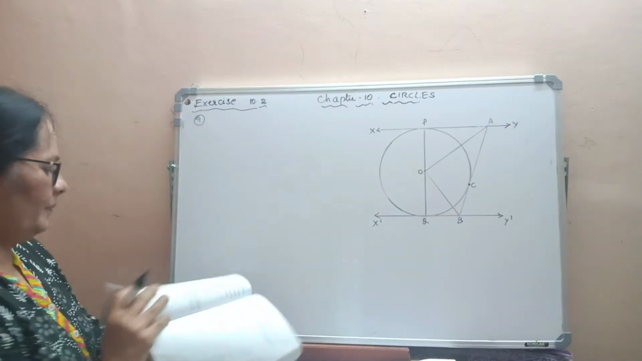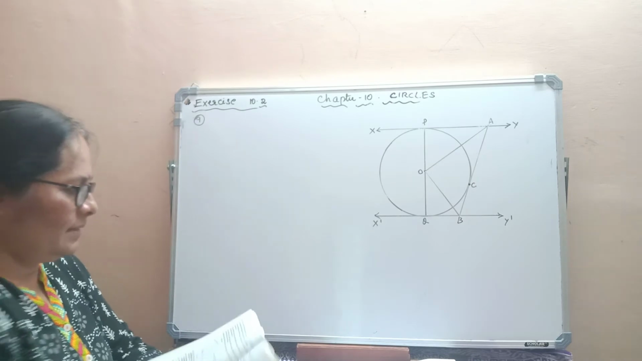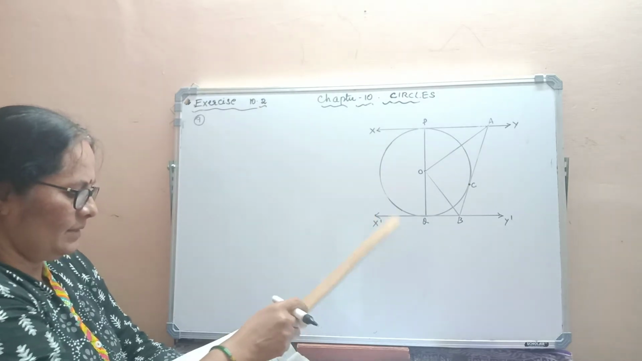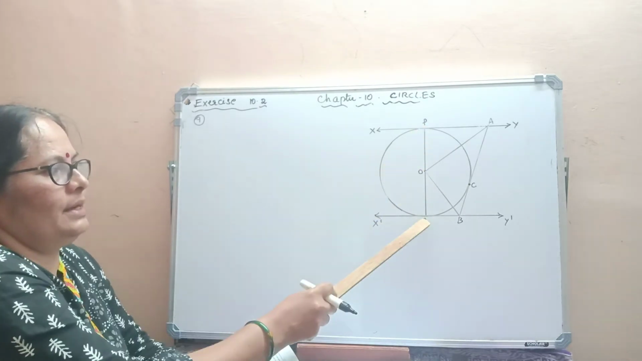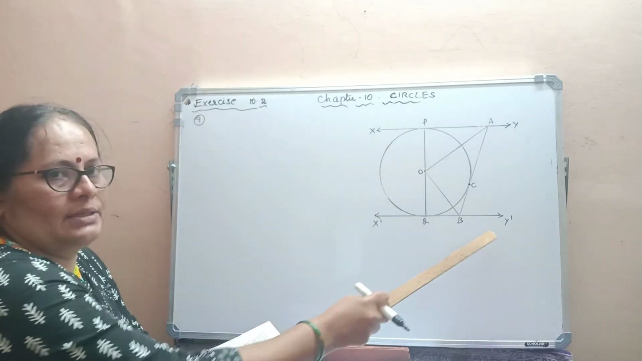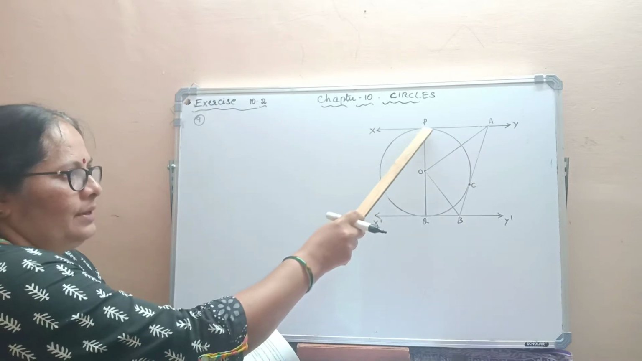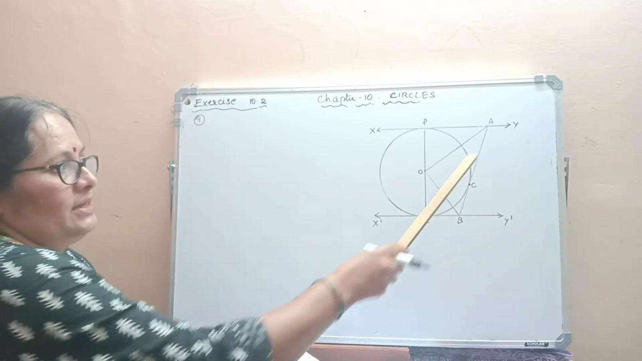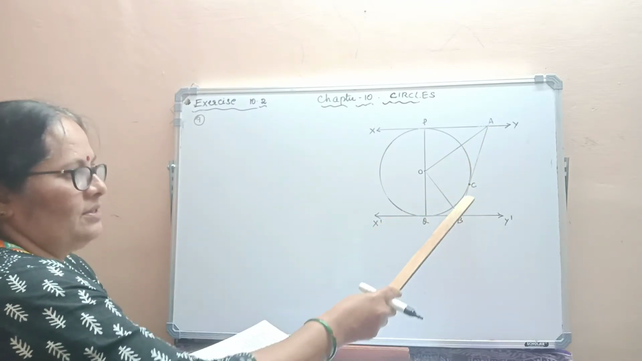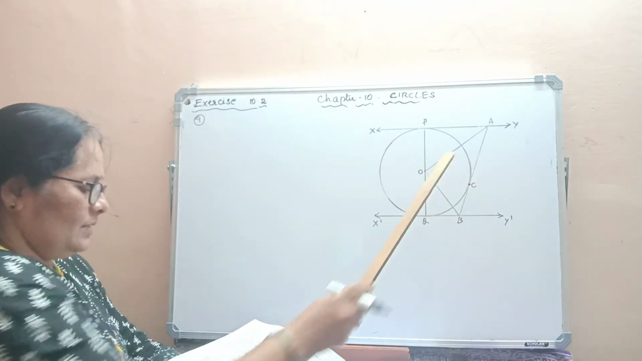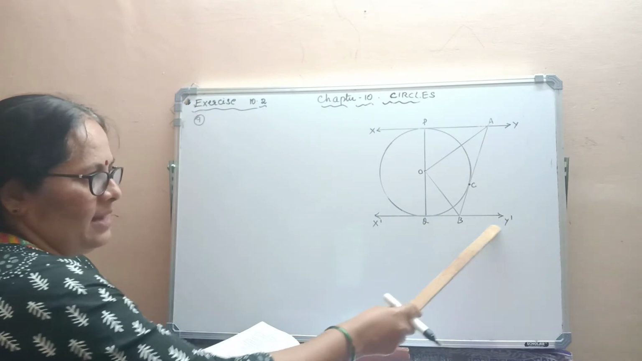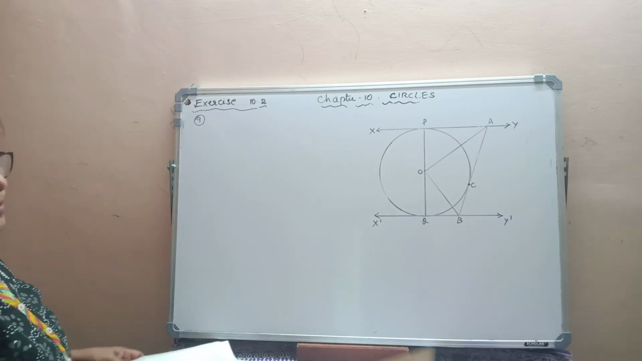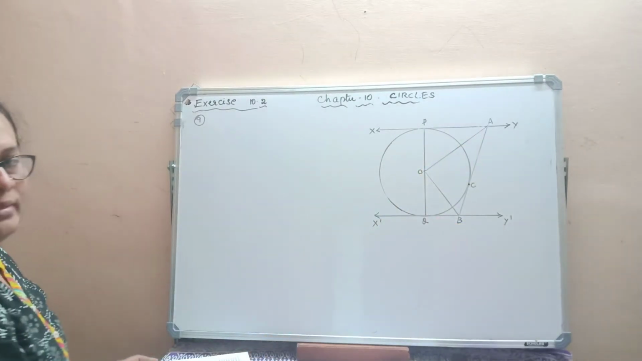Question number 9. In the given figure, XY and X dash Y dash are the two parallel tangents at points P and Q. There is another tangent AB, which touches the circle at point C, intersecting XY at A and X dash Y dash at B. Prove that angle AOB is 90 degrees.